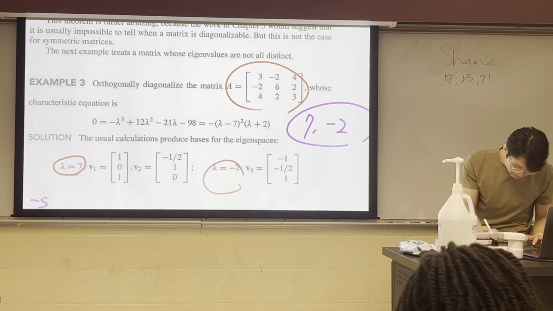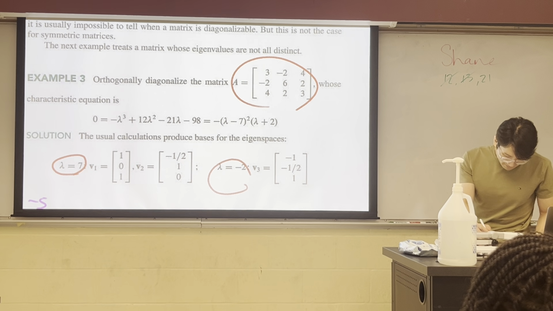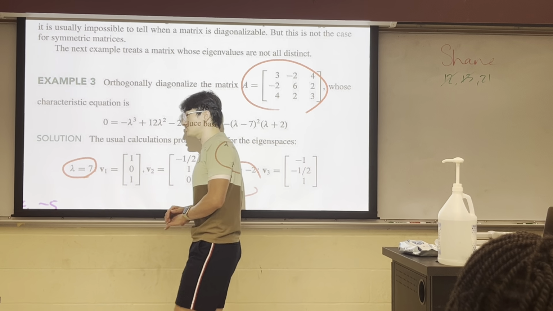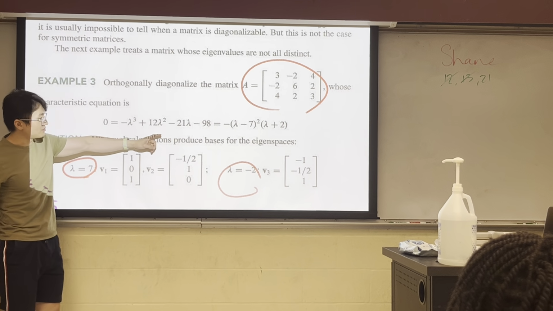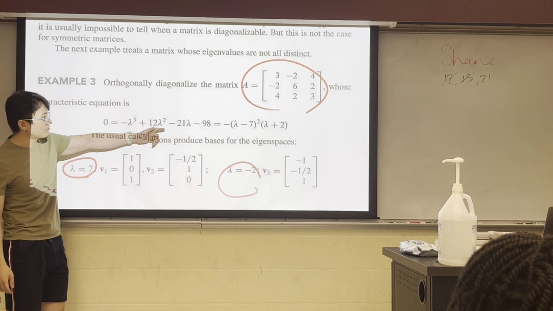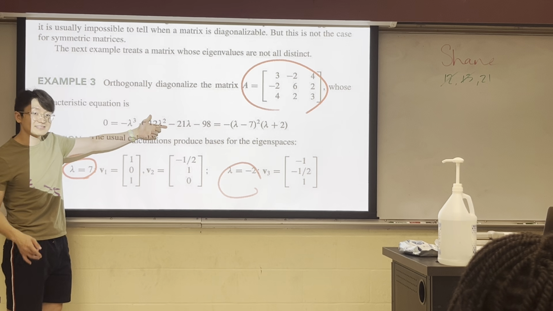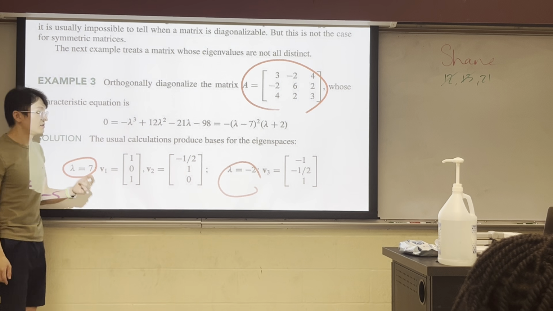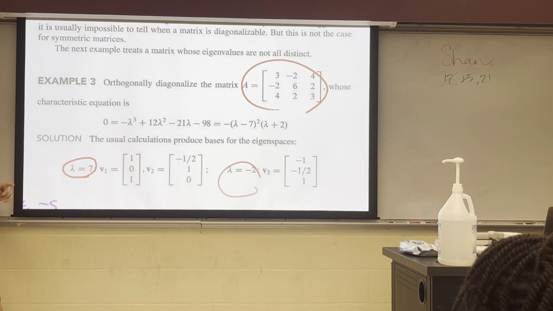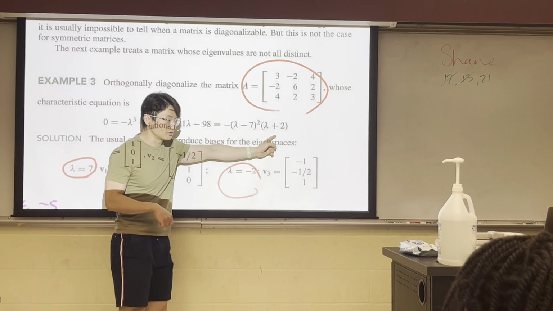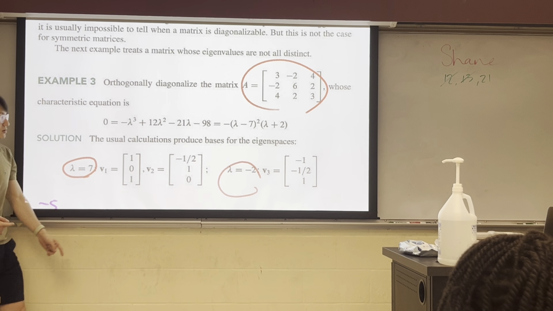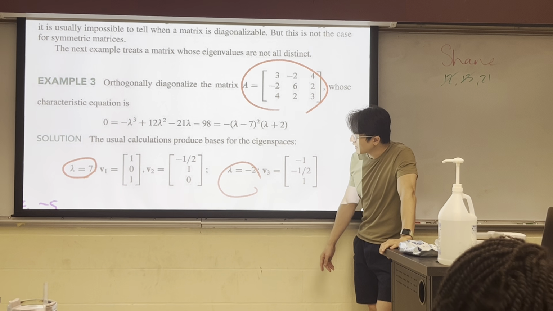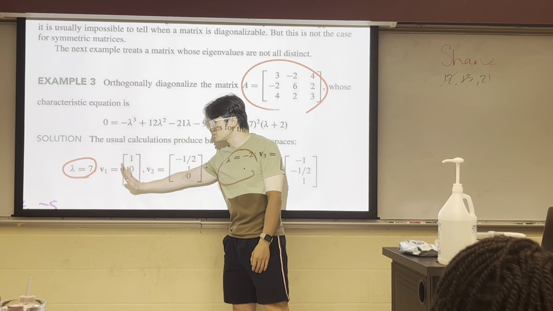So let's see this question. It may ask you everything. I give you a characteristic equation. I didn't say eigenvalues explicitly, but what are the eigenvalues? Yeah, 7 and -2, with multiplicity 2 for eigenvalue 7. And then let's say I gave you eigenvectors.